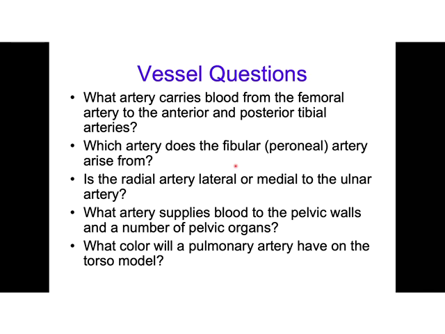Next, is the radial artery lateral or medial to the ulnar? It is lateral. Next, what artery supplies blood to the pelvic walls and a number of pelvic organs? You could argue for the abdominal aorta, but they want to be more specific here, and we would say the internal iliacs, okay? And then finally, what color would a pulmonary artery have on a torso model? And the answer would be blue. Okay.